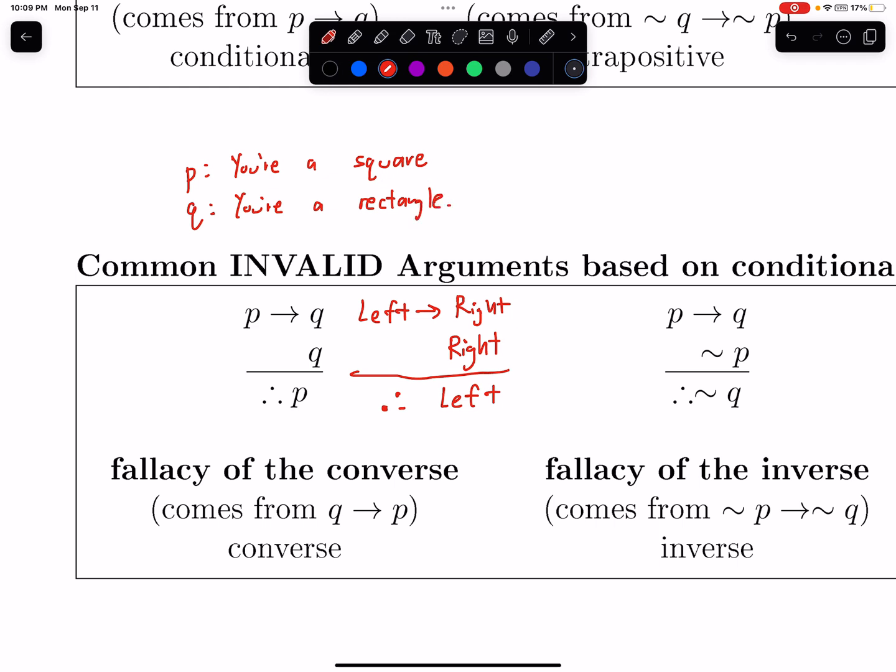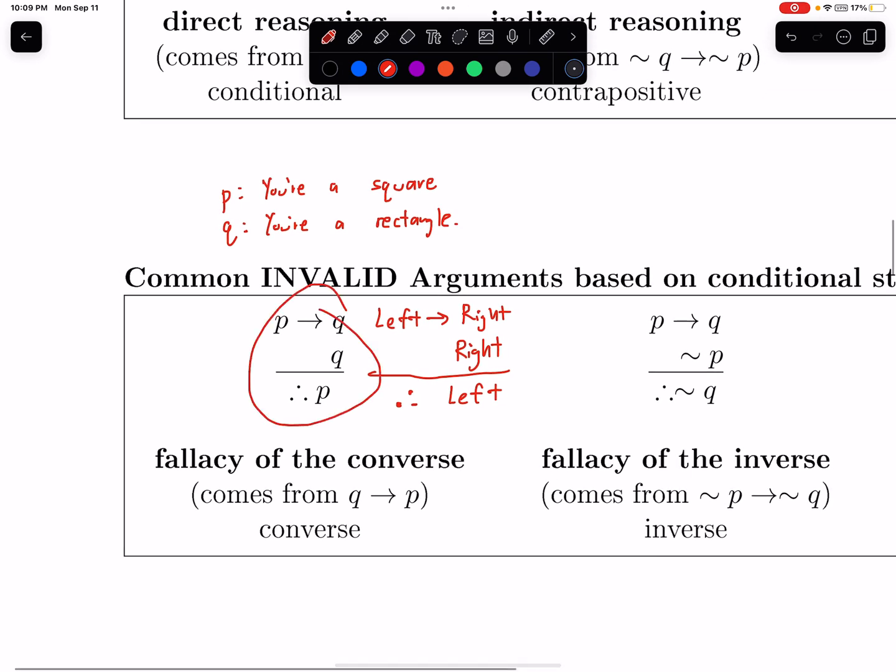Okay. So let's look at this again. If you're a square, then you're a rectangle. You're a rectangle, therefore you're a square. And of course we know that is not true. So that points to how the pattern that we see here is an invalid argument.